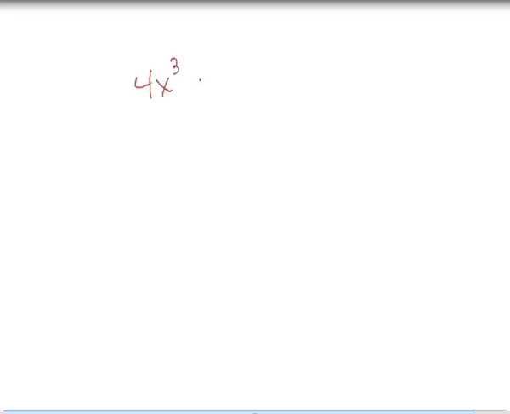4x cubed plus 12x squared minus 9x minus 27. There's a giveaway here that tells me how I should start to factor this. The giveaway is that I have 4 terms. Remember what to do with 4 terms? I do grouping. So I'm going to break this down the middle and do grouping.